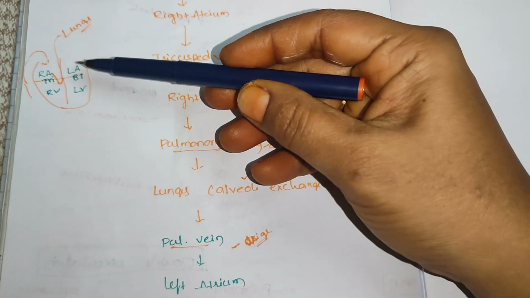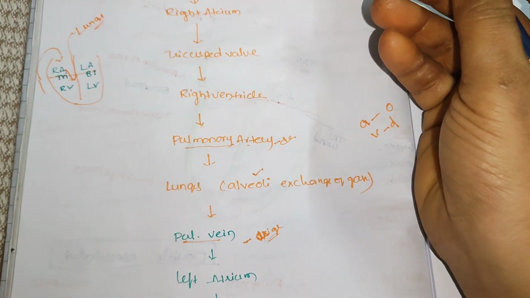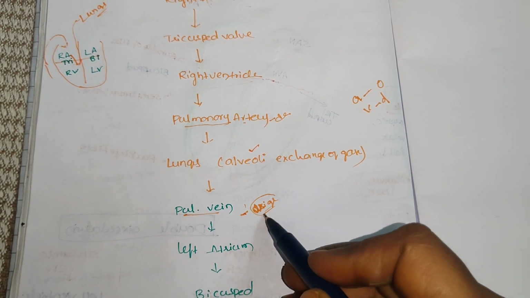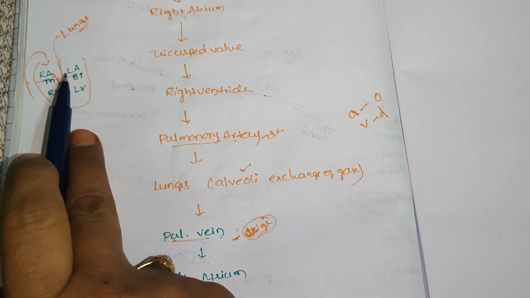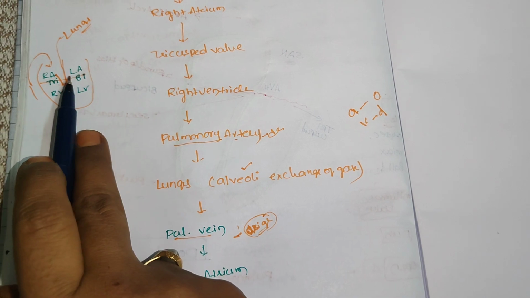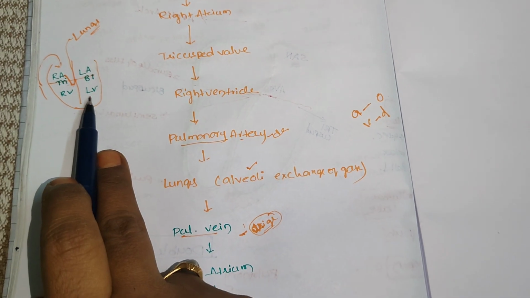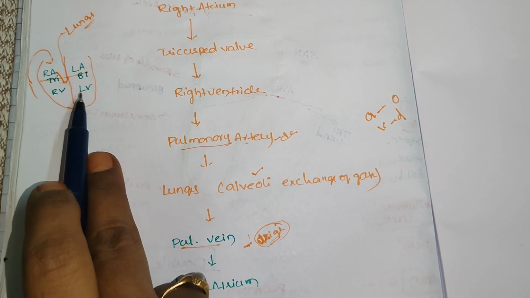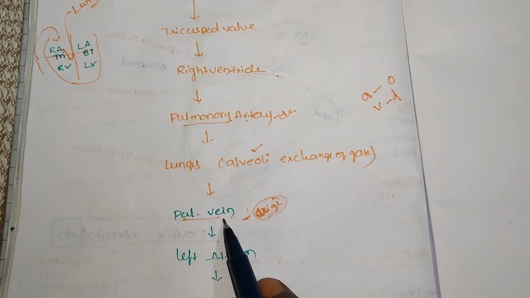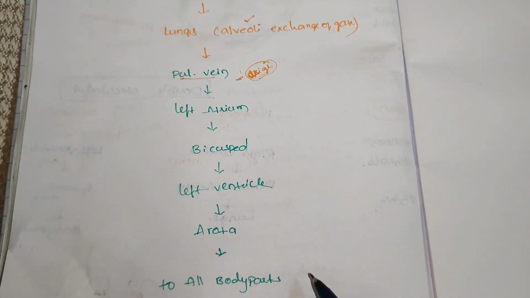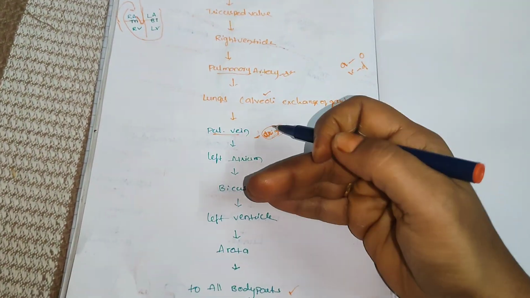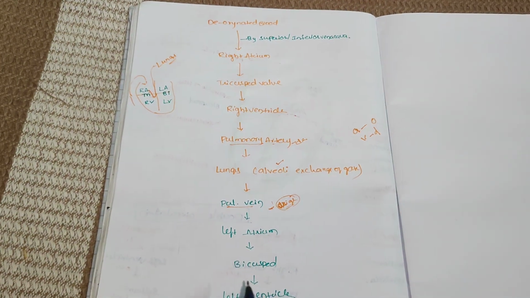Then it reaches the left auricle with the help of the pulmonary vein. Here the pulmonary vein carries oxygenated, purified blood. It enters the left auricle. From the left auricle to the left ventricle, the blood passes through the bicuspid valve. Then from the left ventricle to the aorta, the blood is pumped to all body parts. So this is the pathway: impure blood, pure blood, to all the body parts.